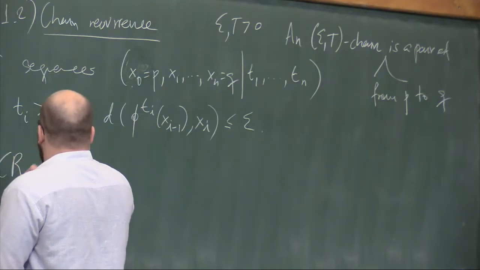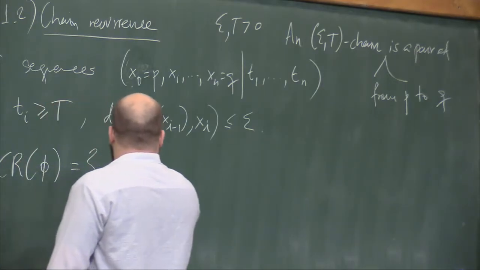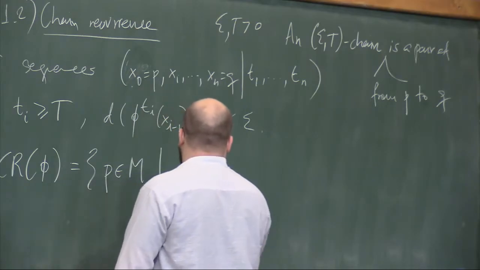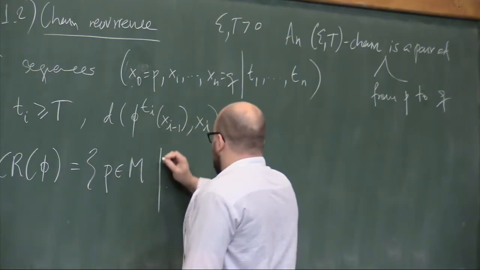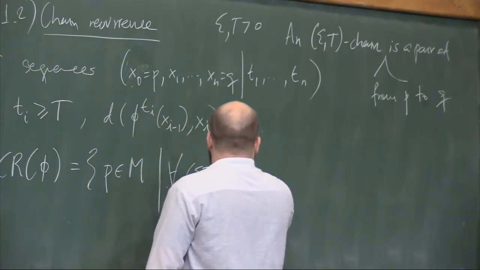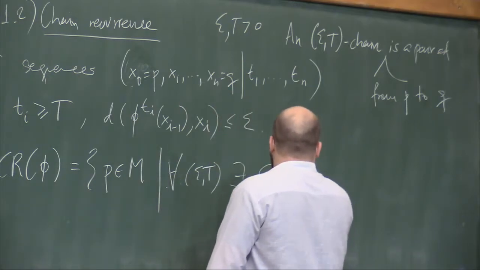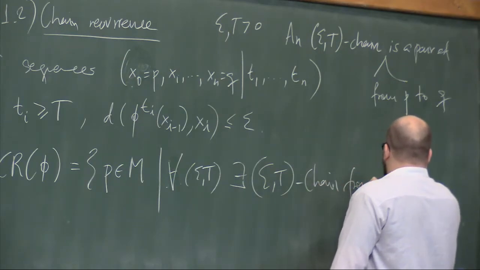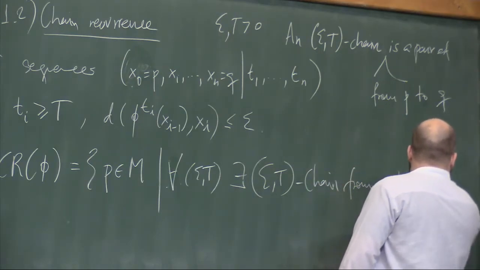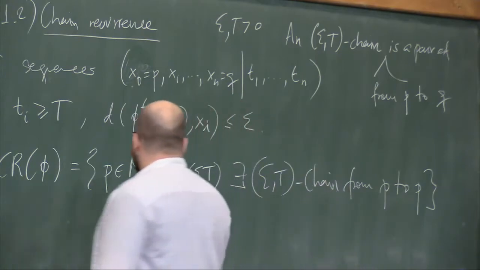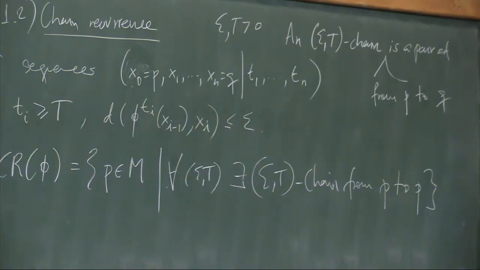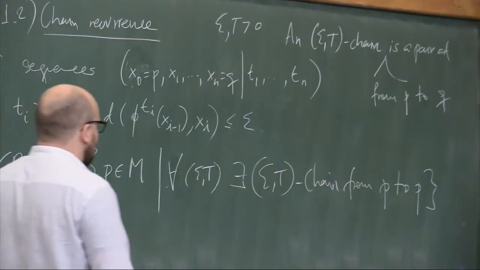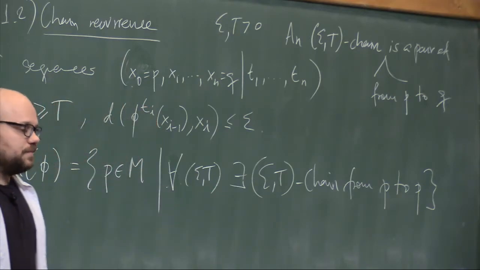So the chain recurrent set is the set of points P such that for all epsilon and t, there exists an epsilon-t chain from P to P. So it's a closed invariant set. It contains all the recurrent points. So for instance, if you have a Hamiltonian flow in a compact manifold, by Poincare recurrence it is going to be the entire manifold.